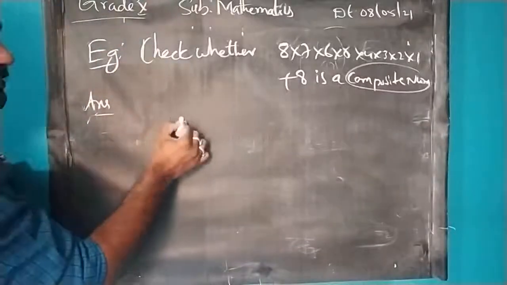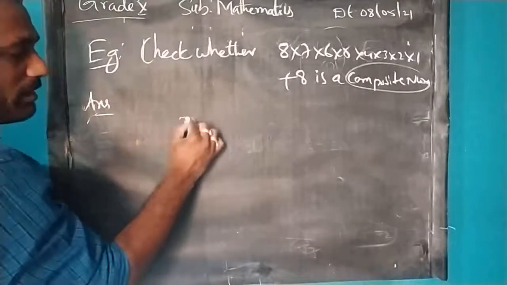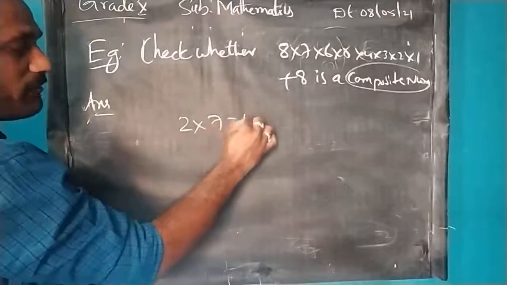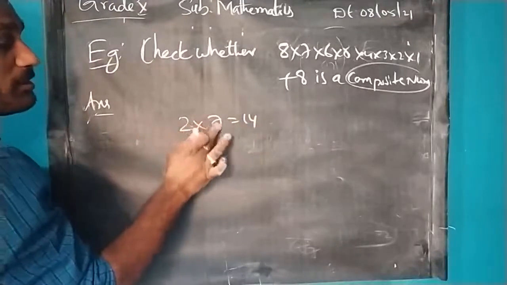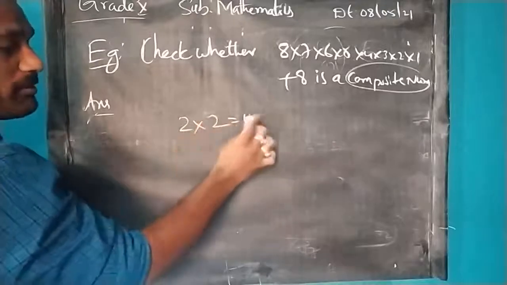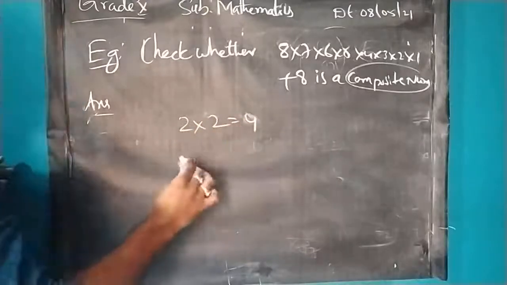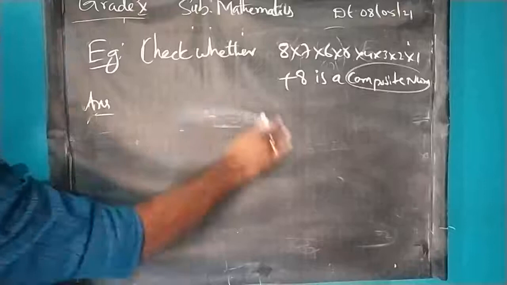And not only prime number into composite number, normal numbers also. You take first, 2 into 7, which is 14, that is also a composite number. Means not only prime number into composite number, composite number into composite number will also be a composite number. The same concept will apply here.